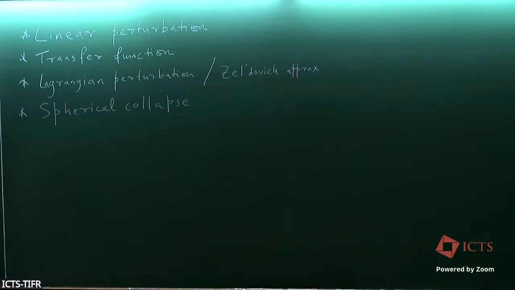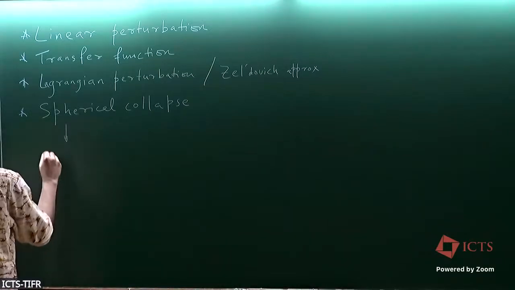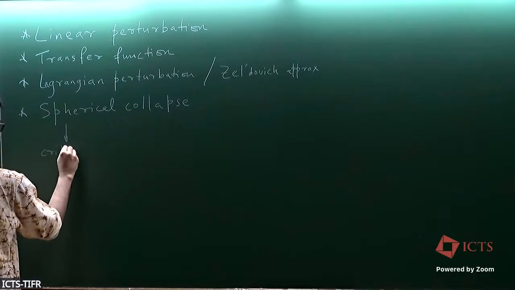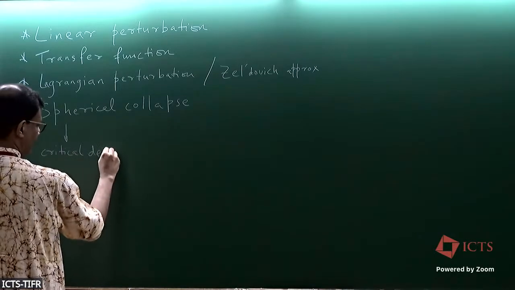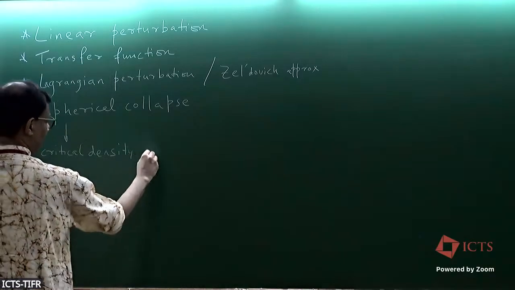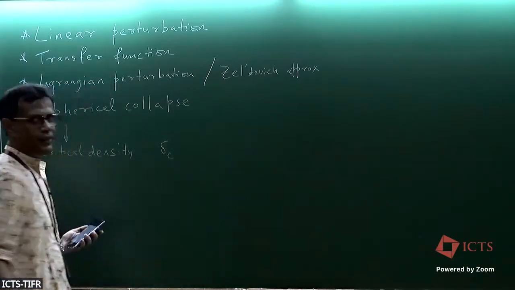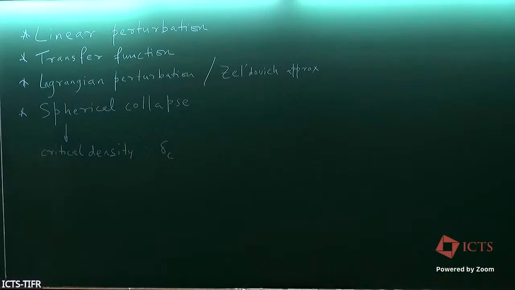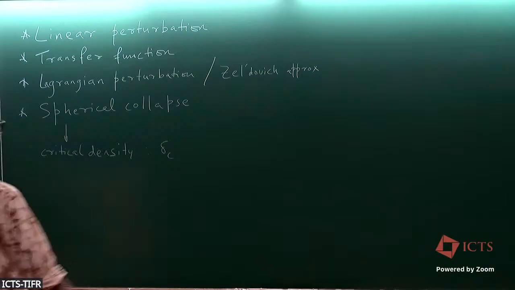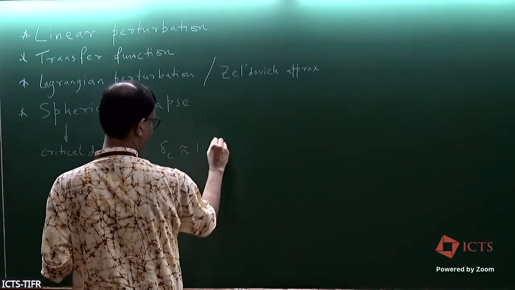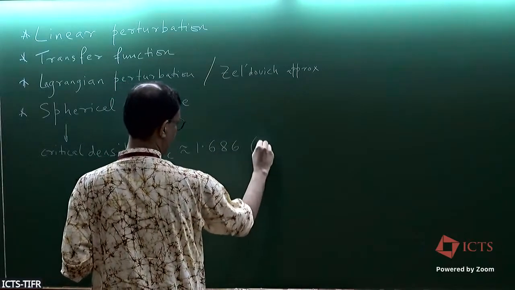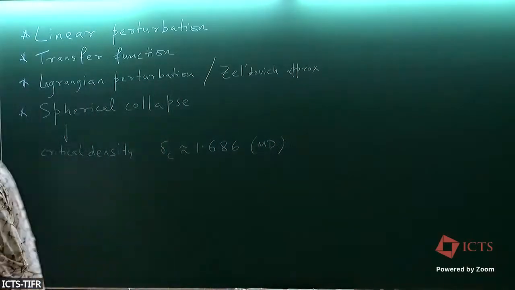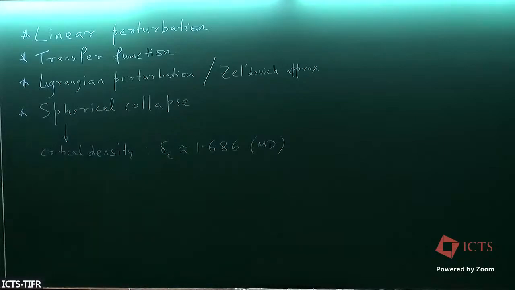And we ended the lecture with this concept of something we call critical density, that is this delta C, the linearly extrapolated density contrast you get when the system collapses. And we saw that that is roughly equal to 1.686 for a matter-dominated universe. If you put in lambda, this varies a bit, but it is very close to this value. Okay? So this is what we have done so far.